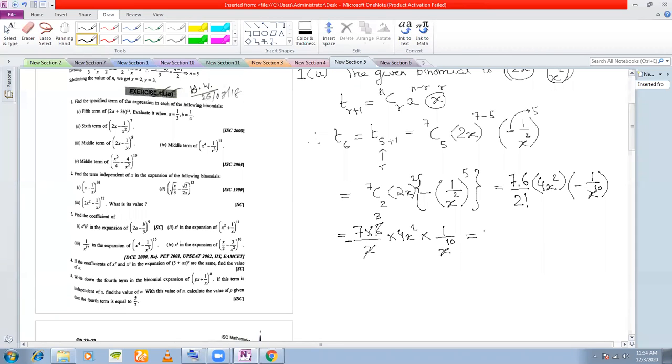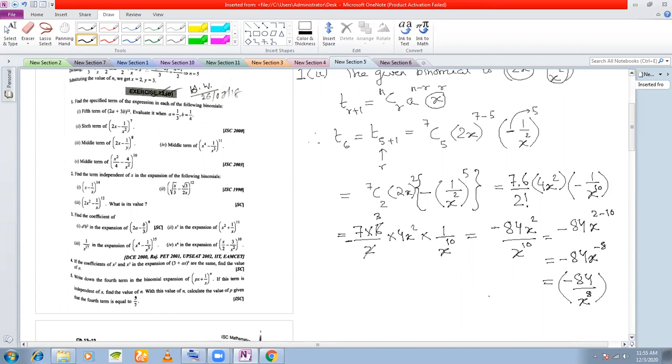Okay, so this is 21 into 4. 21 into 4 is 84. So this becomes minus 84 x square by x to the power of 10. By the laws of indices, this becomes minus 84 x to the power of 2 minus 10. So this becomes minus 84 times x to the power of minus 8. Or you can write this as minus 84 by x to the power of 8. So this is your sixth term of the binomial.